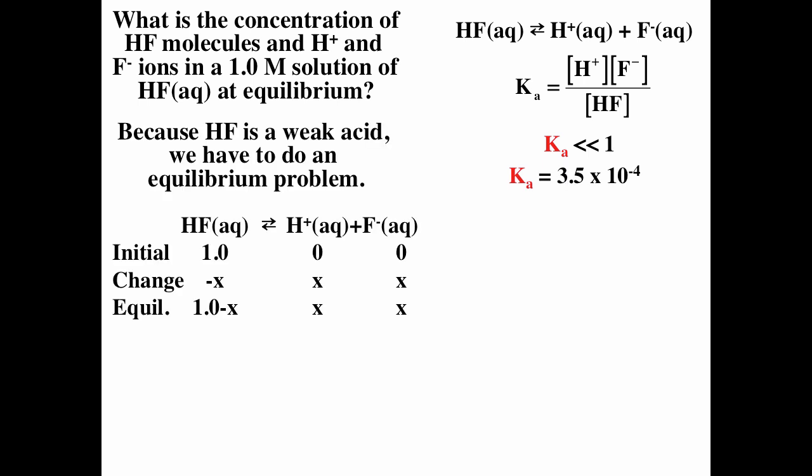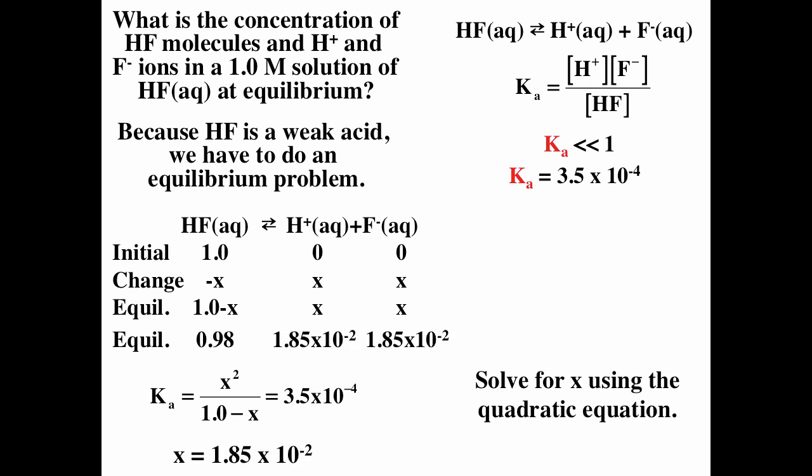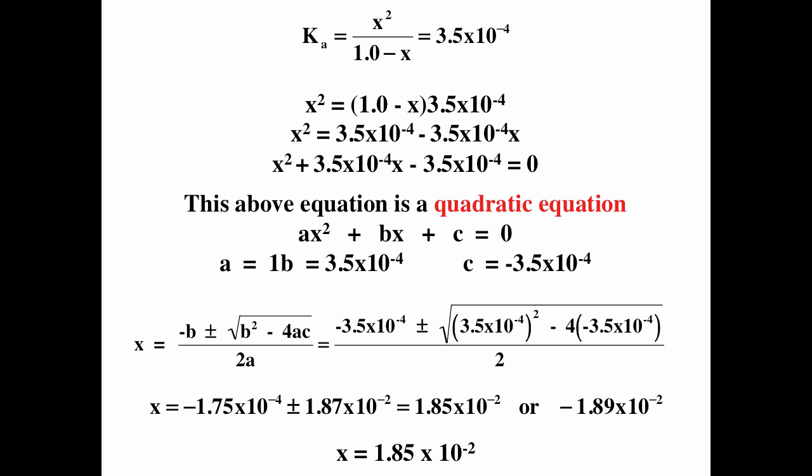Now, if we didn't want to do the approximation, we'd plug these into our equilibrium expression. We'd have to multiply it out, and then we solve it using the quadratic equation. Now, if we do it that way, we get 1.85. Here's actually the math of how you do it. The solution for the quadratic equation is negative b plus or minus the square root of b squared minus 4ac, divided by 2a. Notice that for the quadratic equation, you actually get 2 values, a plus and minus. One value is minus 1.75 times 10 to the minus 4, the other is 1.7 times 10 to the minus 2.